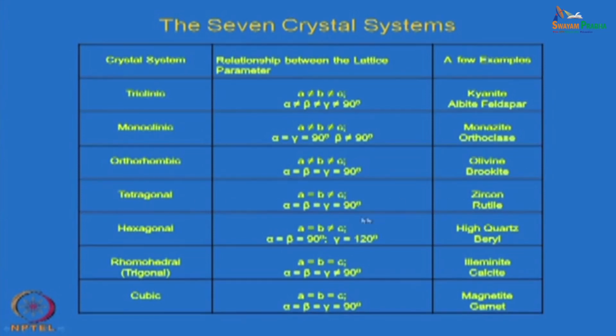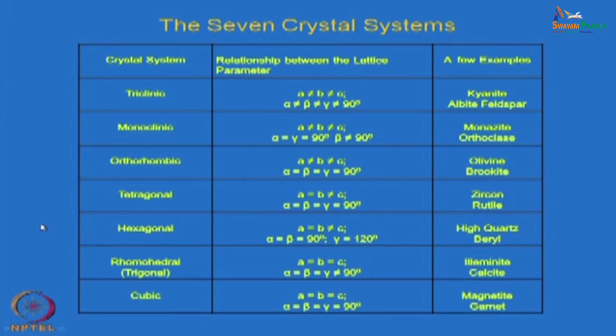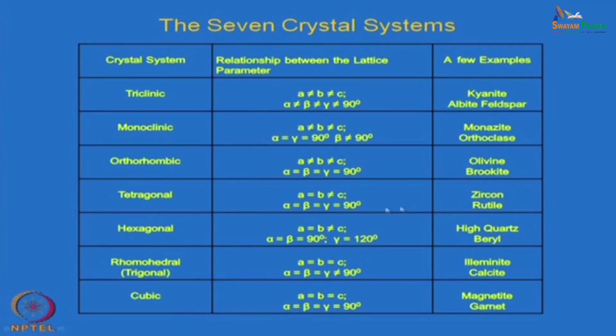Tetragonal, A equal to B not equal to C, but in this case again alpha equal to beta equal to gamma equal to 90 degrees. So, all the angles are 90 degrees, only one axis is different, A and B are equal, but the C axis is not the same as A and B. So, the two compounds which have this kind of a structure are zircon. Zircon is basically a zirconium silicate structure, ZrO2SiO2, and rutile we have already discussed. So, rutile has basically a tetragonal structure, tetragonal symmetry.